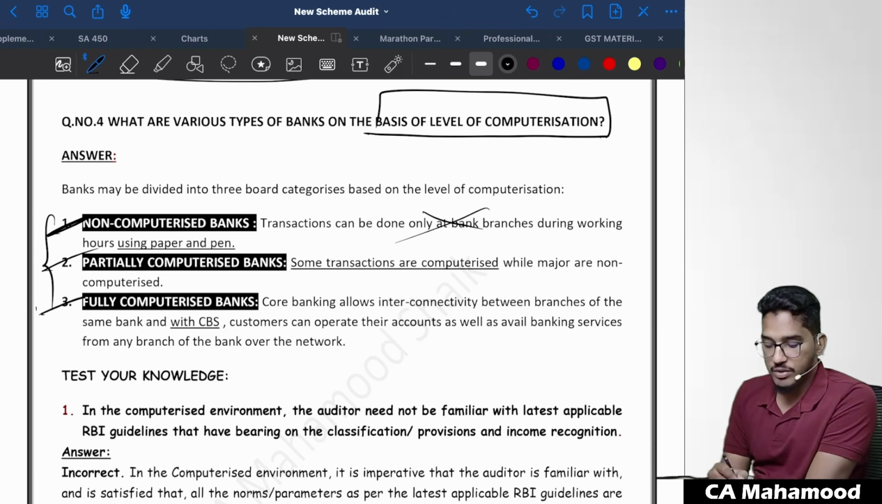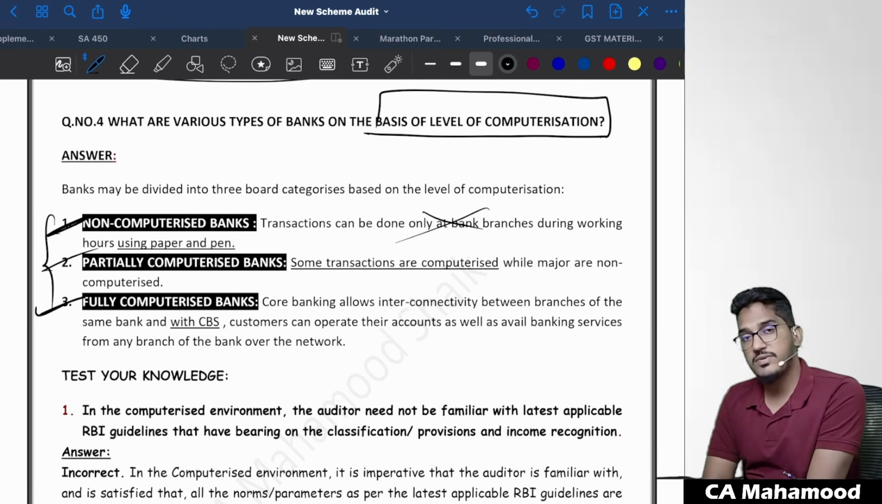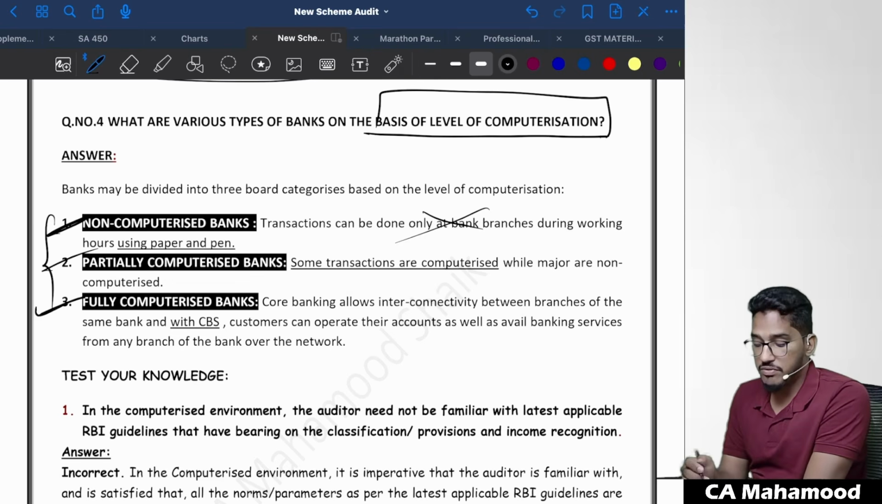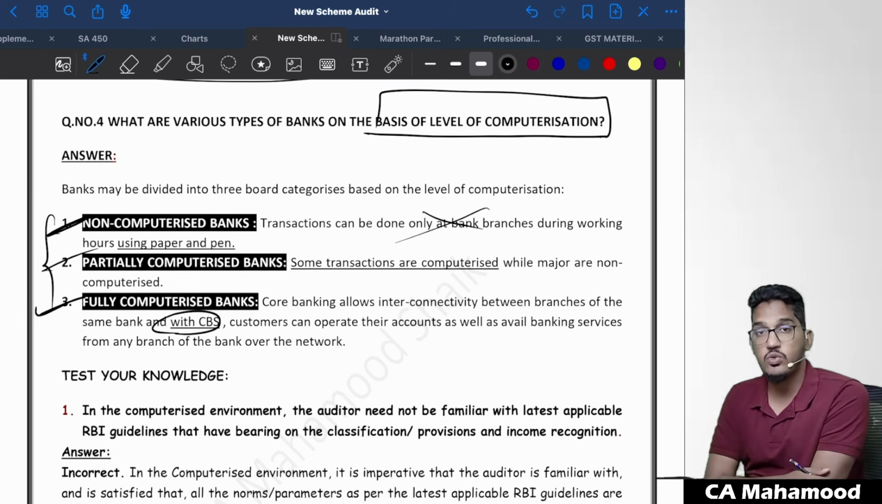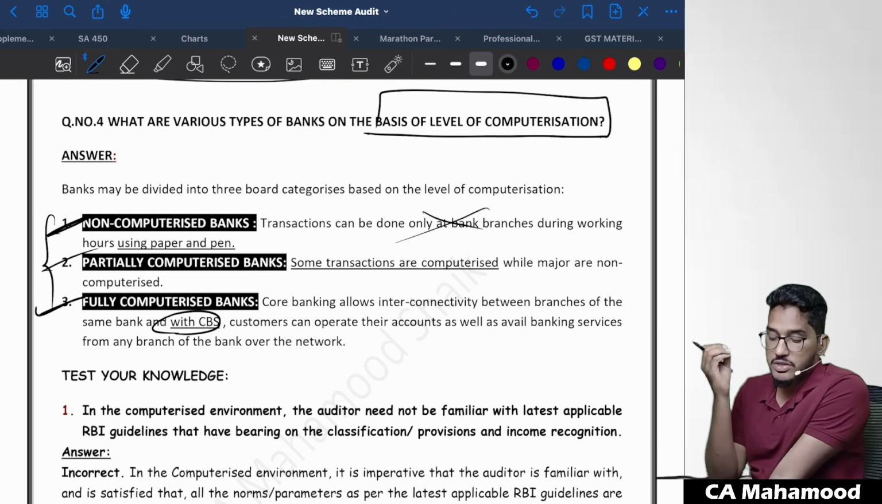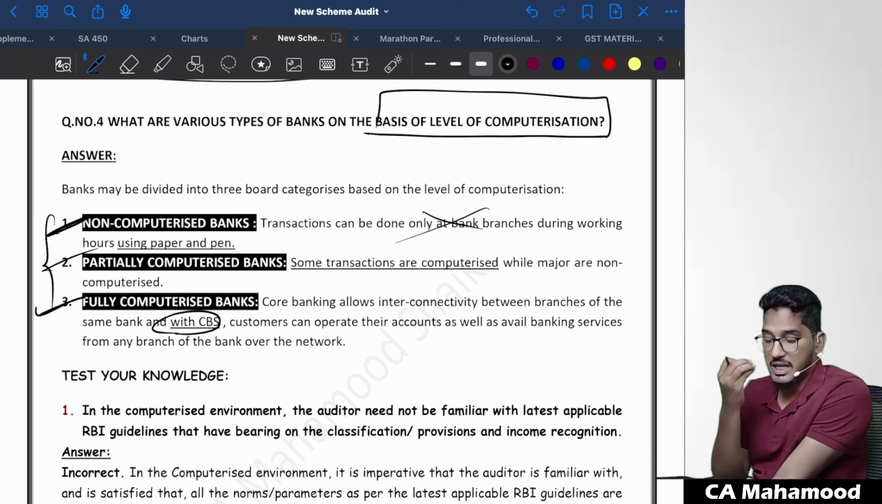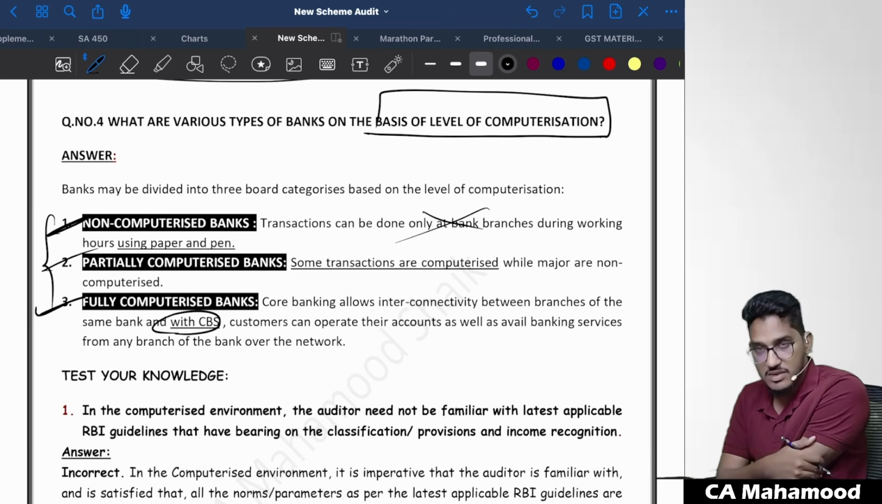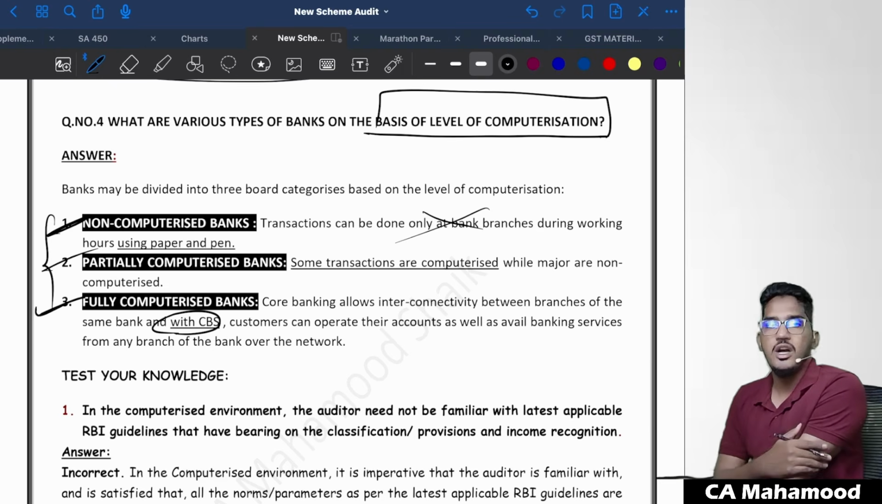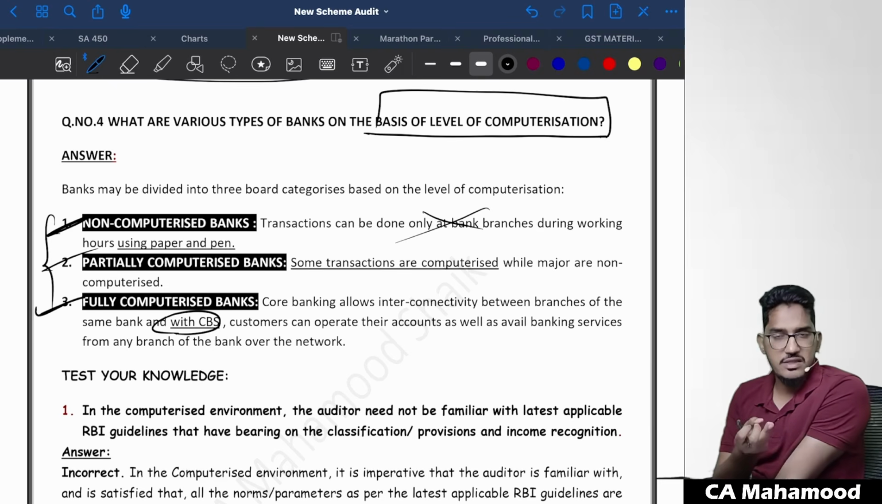Then we have fully computerized. What is fully computerized? Those banks which are completely relying on the technology, and they make use of software like core banking solutions. CBS means core banking solutions. Those banks which are completely doing their operations with the help of a robust software mechanism like core banking solution software, those banks we are going to call fully computerized banks. Today most of the modern day banks are fully computerized. Like you take Axis Bank, ICICI Bank, HDFC, these are all fully computerized banks.